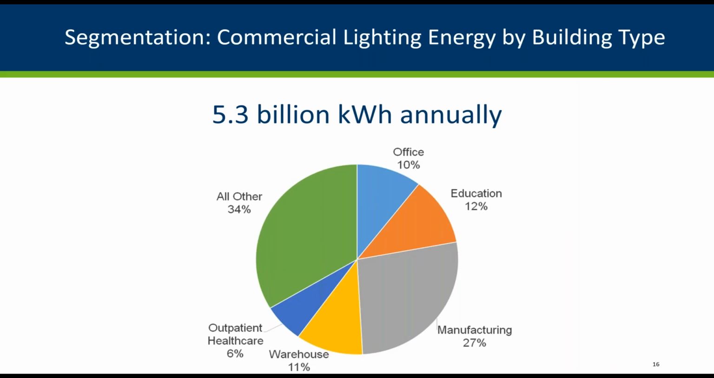Commercial and manufacturing buildings in Minnesota use approximately 5.3 billion kilowatt hours of lighting energy each year. Five building types make up approximately two-thirds of the lighting energy. Manufacturing makes up 27% and education makes up 12%, making them the two largest market segments. Warehouse makes up 11%, office 10%, and outpatient healthcare makes up 6%, which are also significant portions. Therefore, we chose to concentrate on these segments for our site visits.